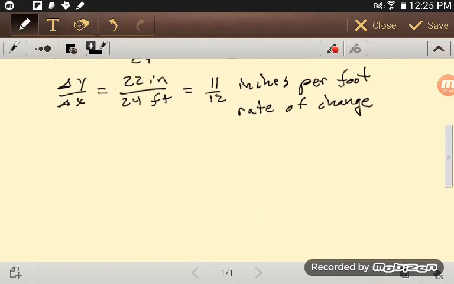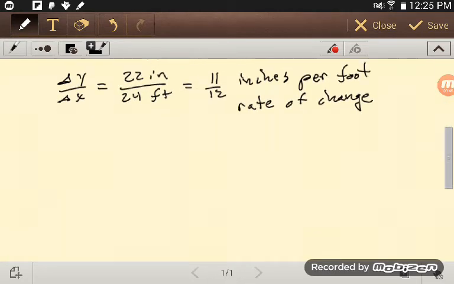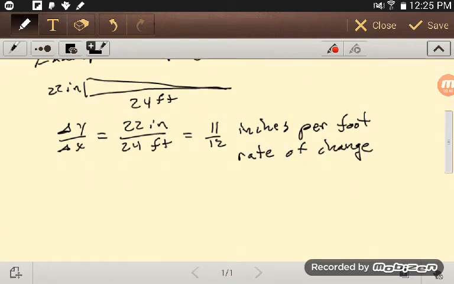Okay, well, it's also a ratio of two things. The units don't match, but it's still a ratio in that we're taking 22 inches divided by 24 feet, or going up 22 inches for every 24 feet we go over. That's still a ratio too, and so I wouldn't get too hung up on that sort of thing, but it's definitely a rate of change, and that's what we're most interested in.